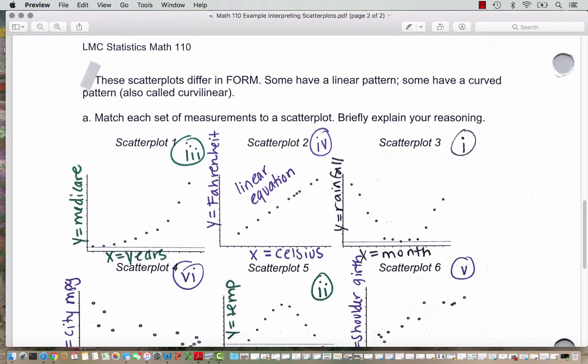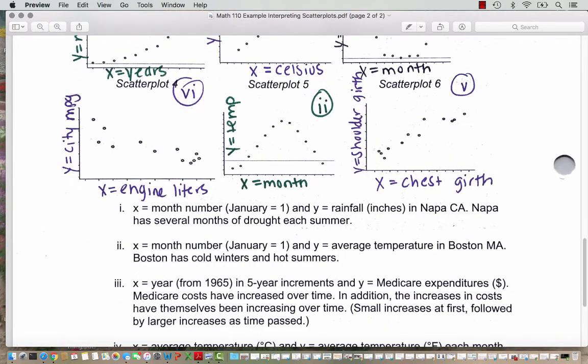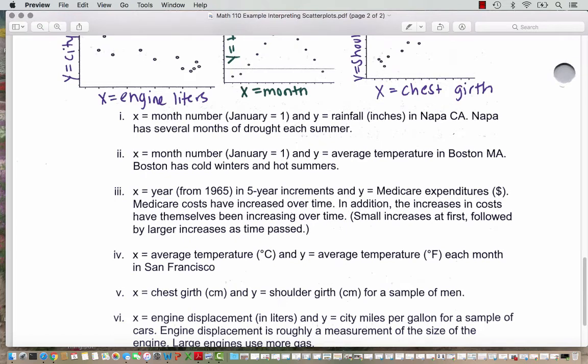So now we are going to look at scatterplots that differ in form. So some have a linear pattern, some have a curve pattern. In statistics, the curve pattern is also known as curvilinear. So we want to match each set of measurements to a scatterplot and give brief explanations for our reasoning. So here are our 6 scatterplots, and then down below are 6 descriptions. So let's tackle this first description.